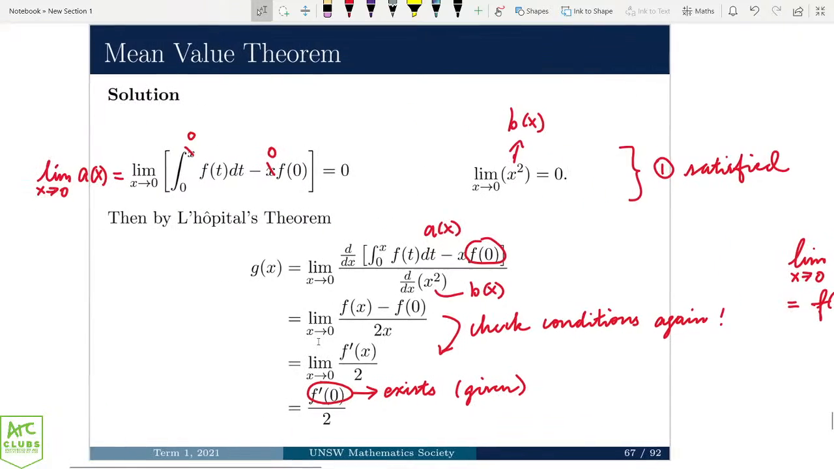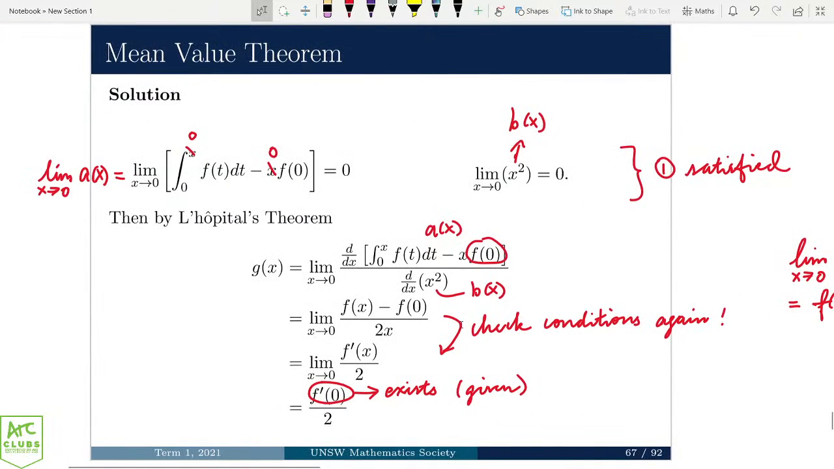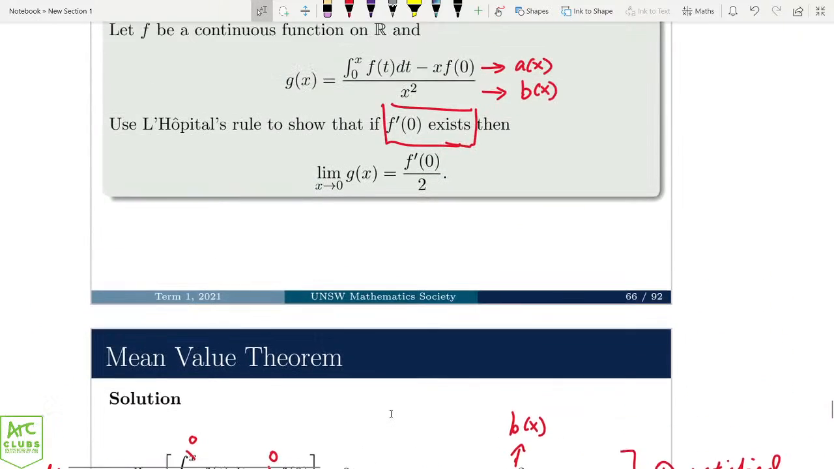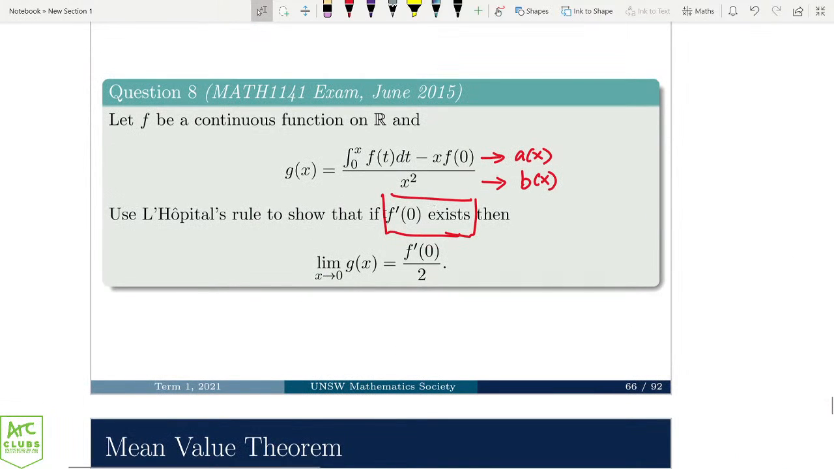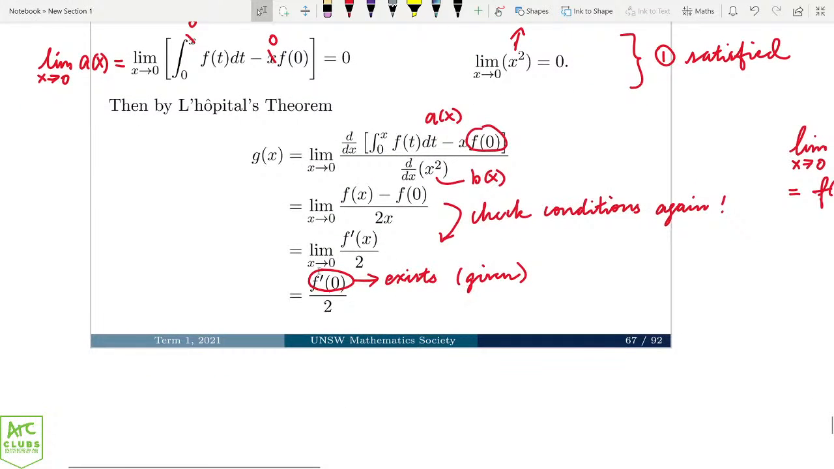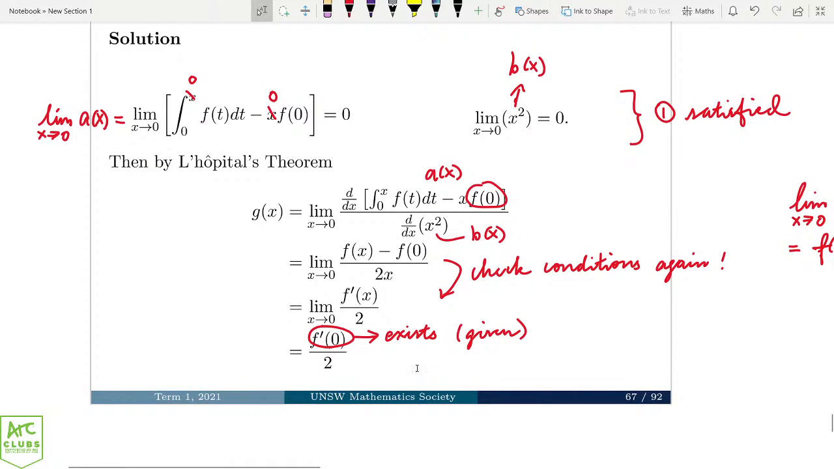And so again, condition 1 has been satisfied, so we can reapply L'Hopital's theorem right here and end up with this expression. As you can see, we're taking the derivative of the top, so it becomes f'(x) minus, we can just get rid of the constant, and on the denominator, we just end up with a constant 2. And so as x approaches 0, this is what we end up with. Now remember, we've been given in the question that f'(0) exists. So we know this entire expression here will exist as well.